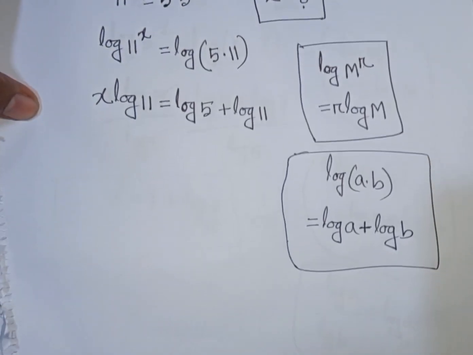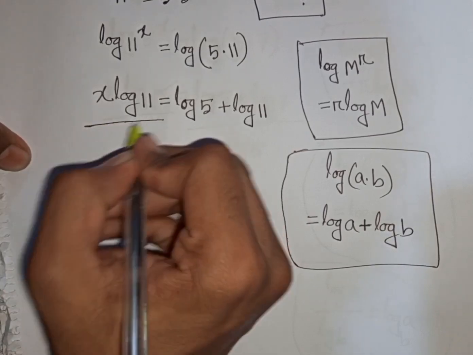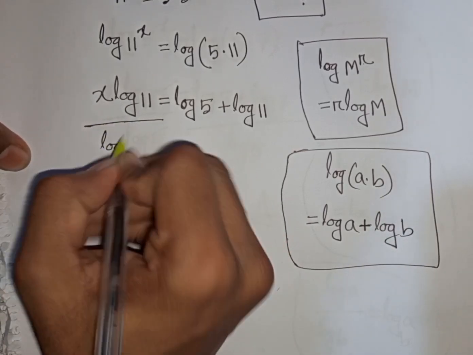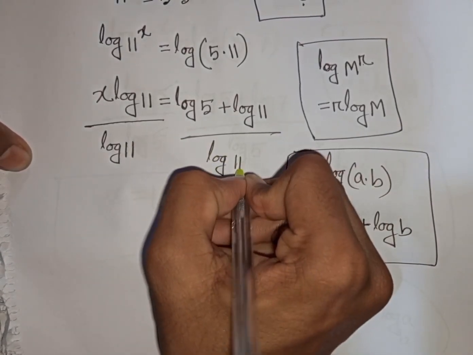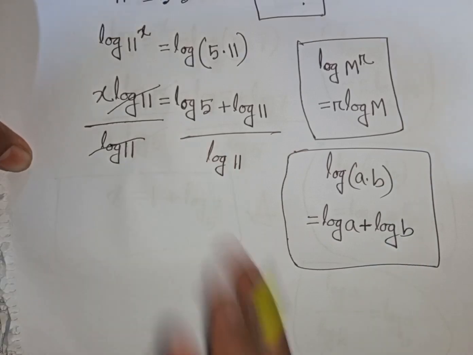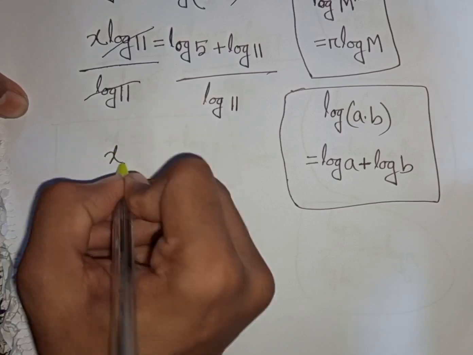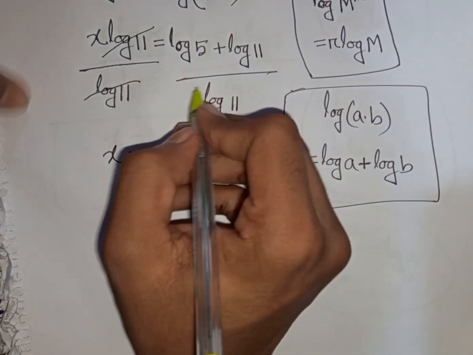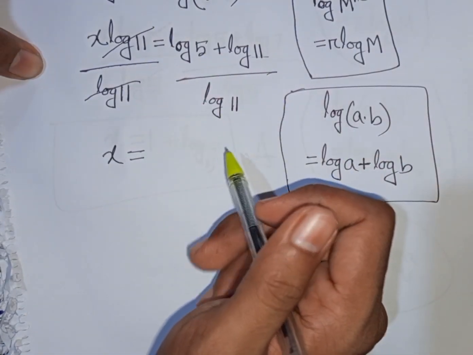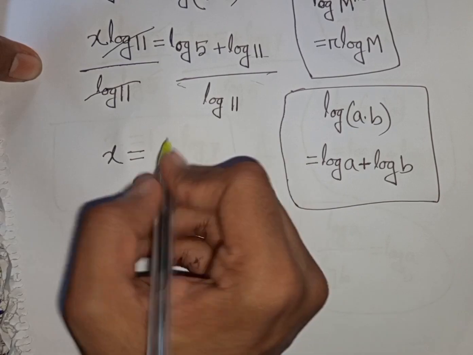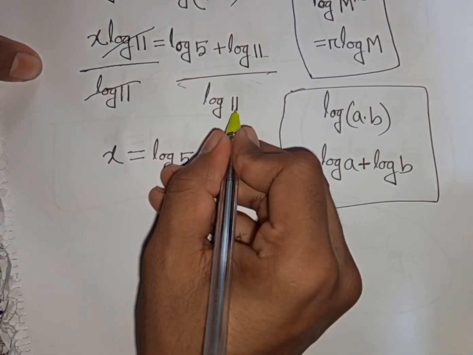Now we need the value of x, so we divide by log 11 on both sides. So this log 11 will be cancelled. Now we have x will be equal to this divided by this. That means it will be log 5 over log 11, that means log 5 base 11.